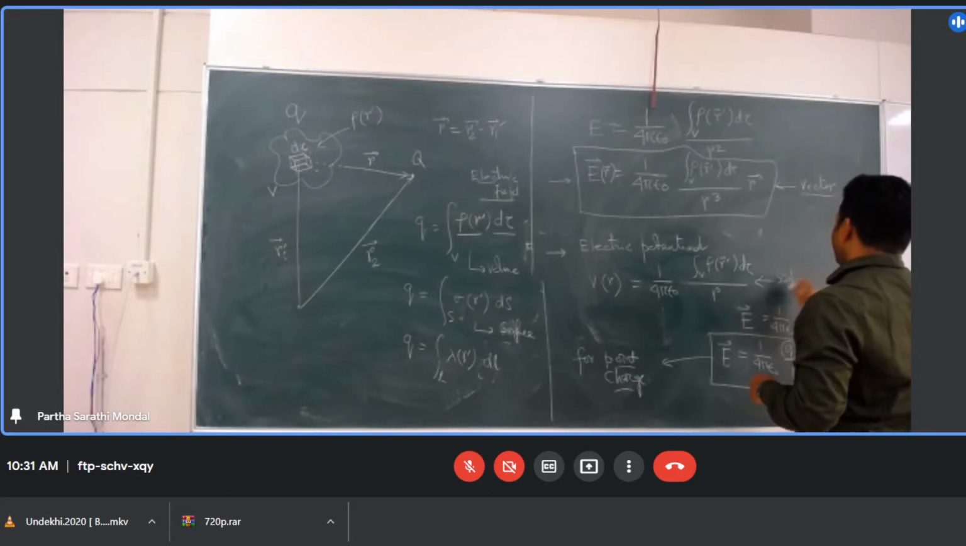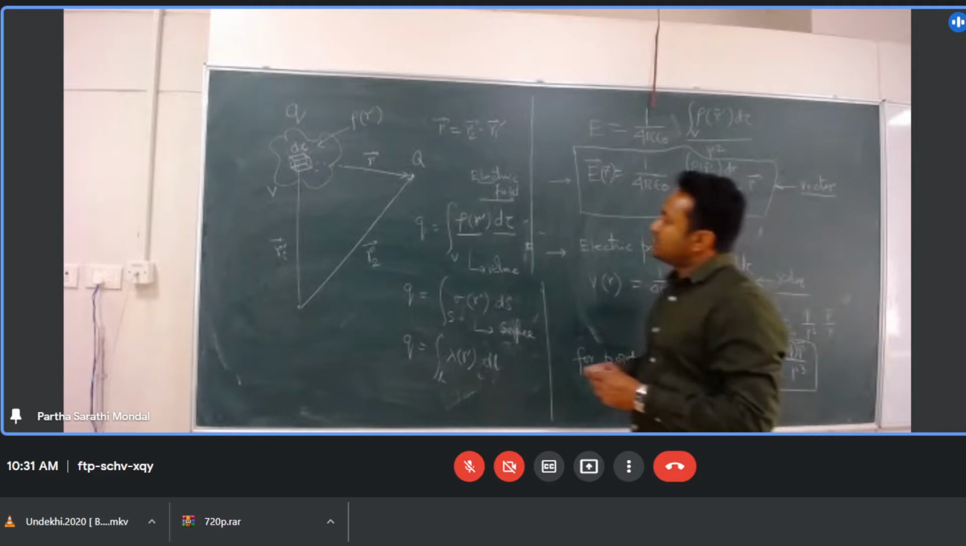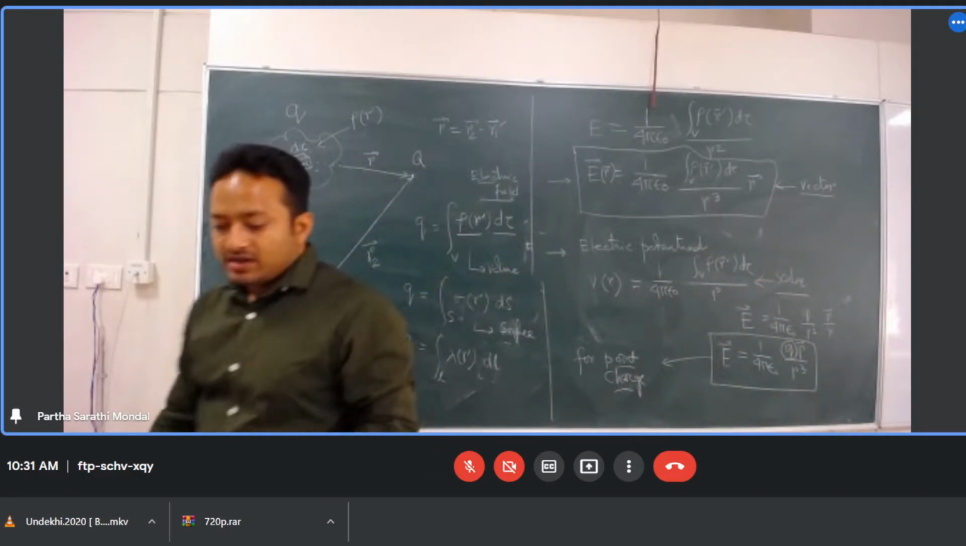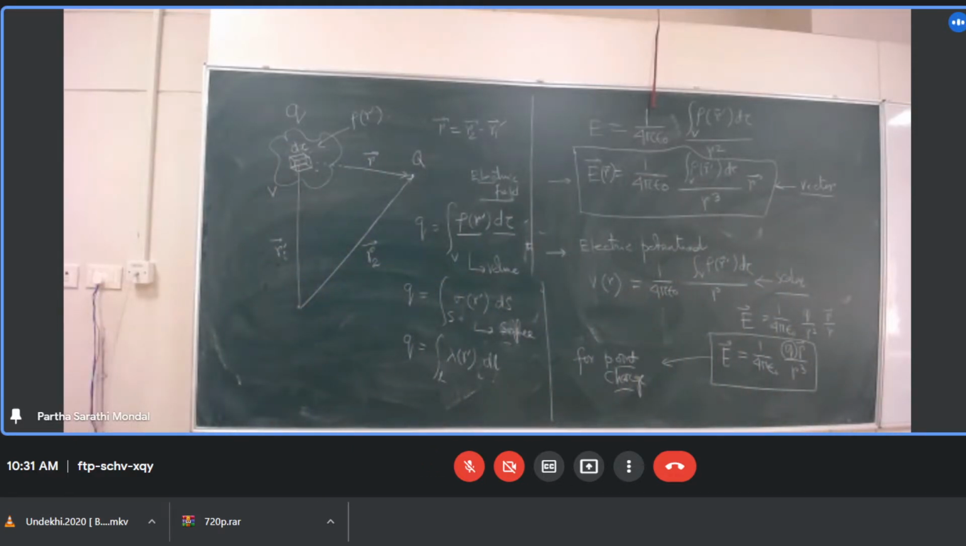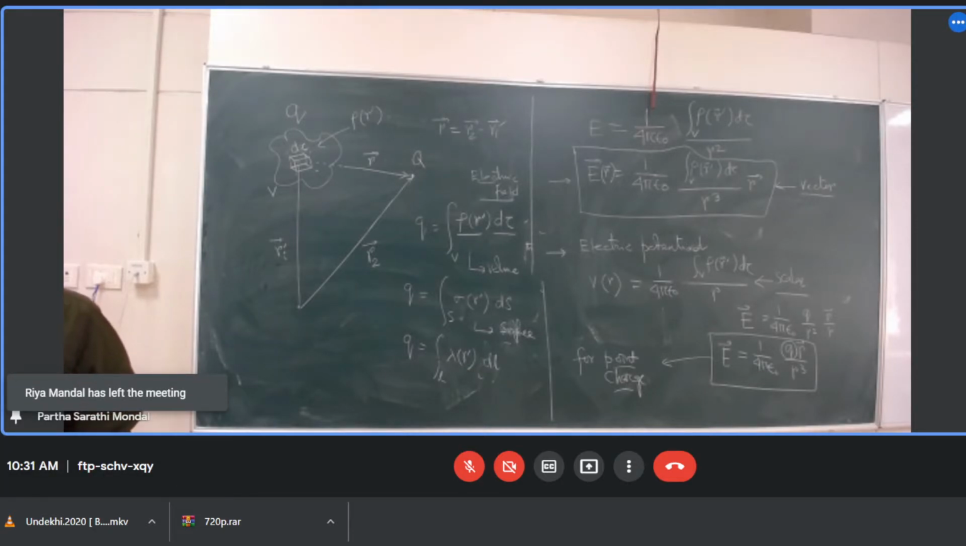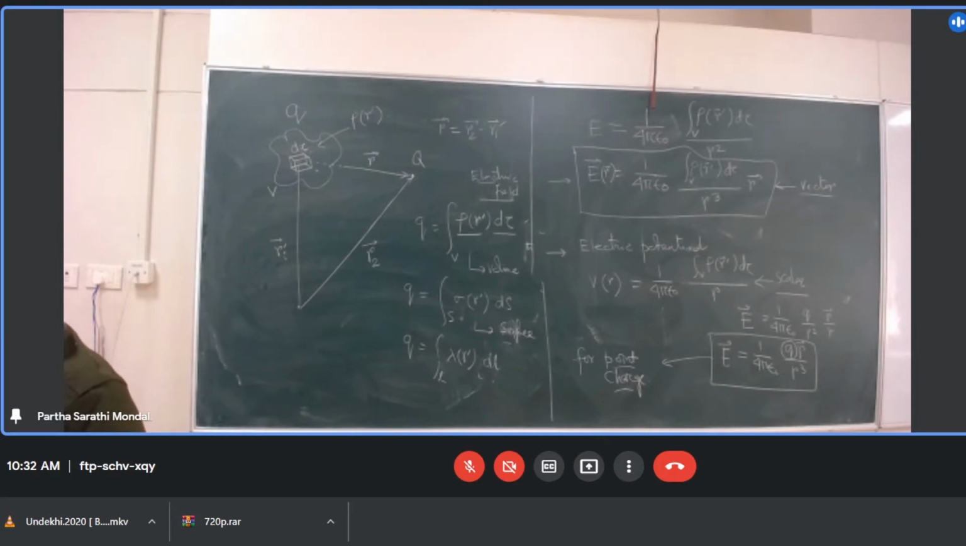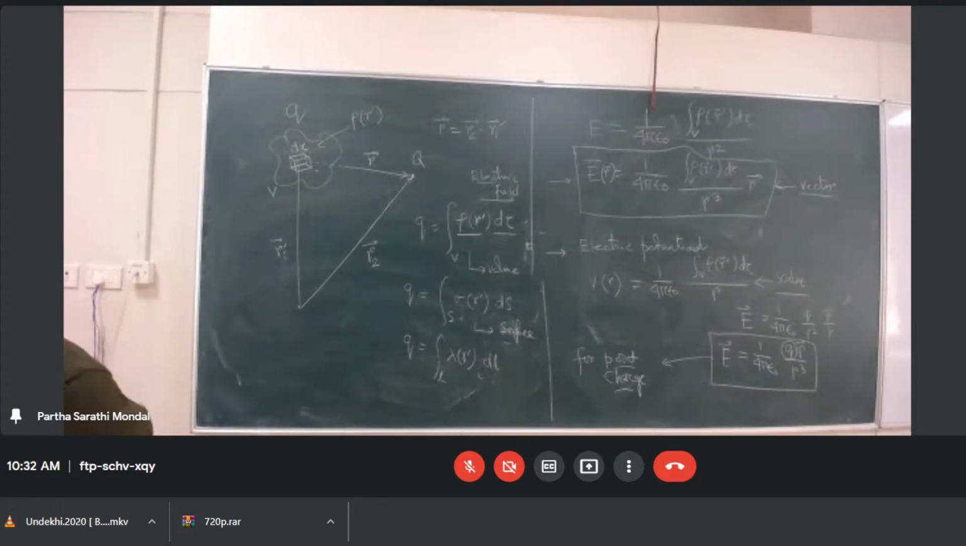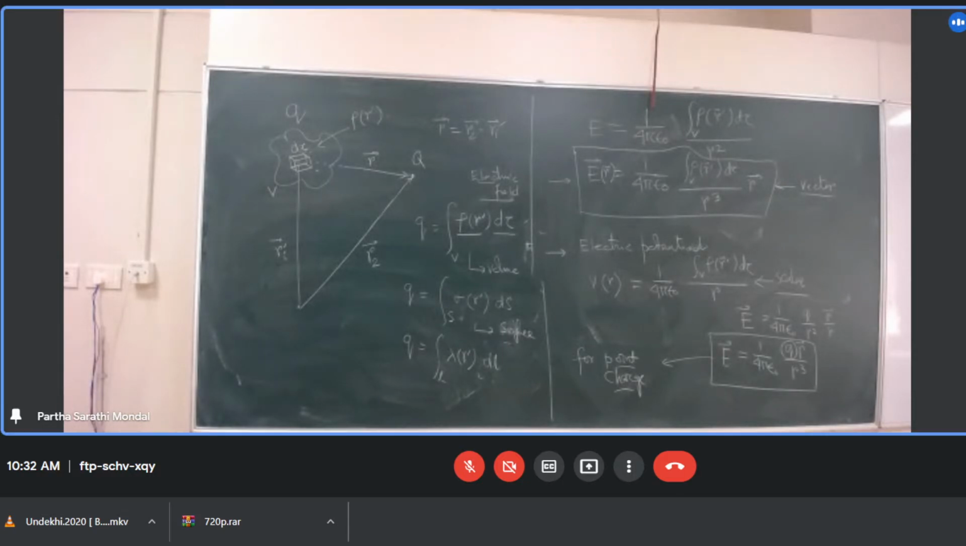So now we know how to write the Coulomb's law in a vector form for linear charge distribution, for surface charge distribution, for volume charge distribution. ठीक है? Any question? No, sir. Very good.